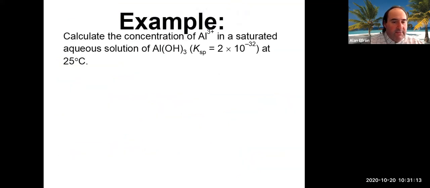Okay, why don't you try this one here? Calculate the concentration of aluminum in a saturated solution of aluminum hydroxide. The KSP of aluminum hydroxide is 2 × 10⁻³². So see what you come up with, and we'll talk about it.